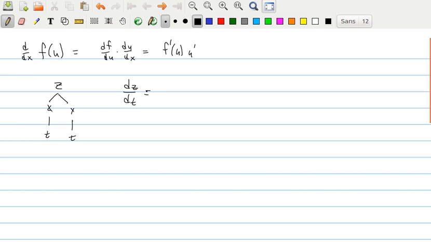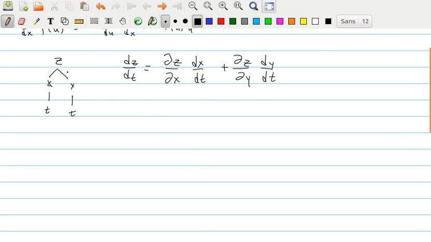So first, we've got this first branch, which is the partial of z with respect to x times the derivative of x with respect to t. So we write that out, dz dx times dx dt, plus the second branch, the one that passes through y, is the partial of z with respect to y times dy dt. So this is our derivative of z with respect to t.